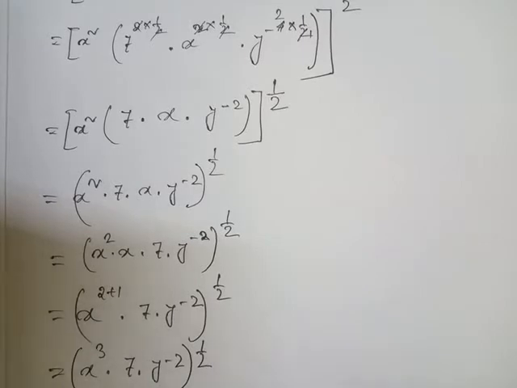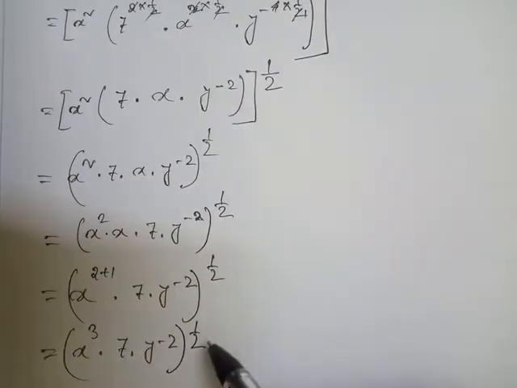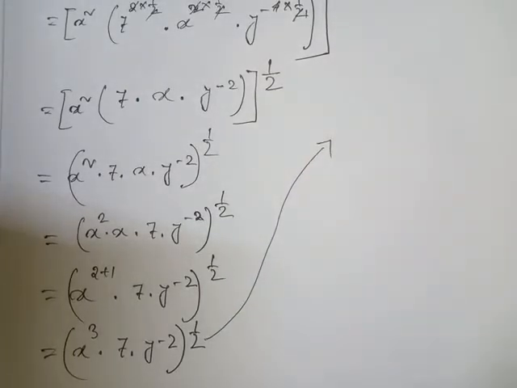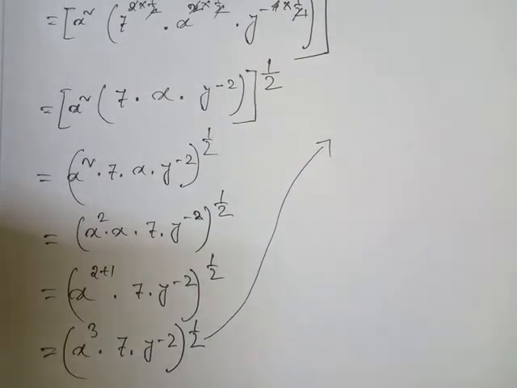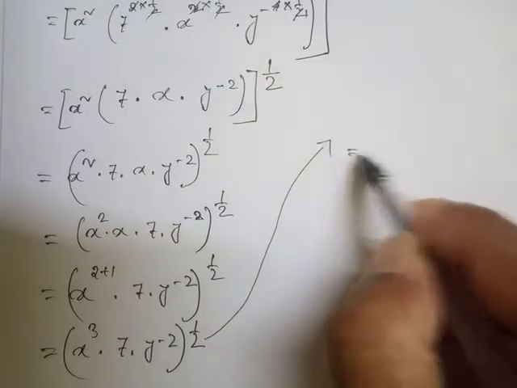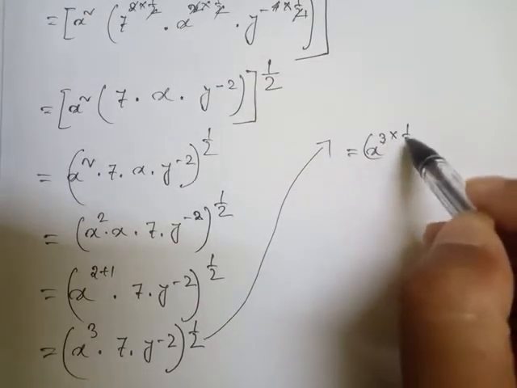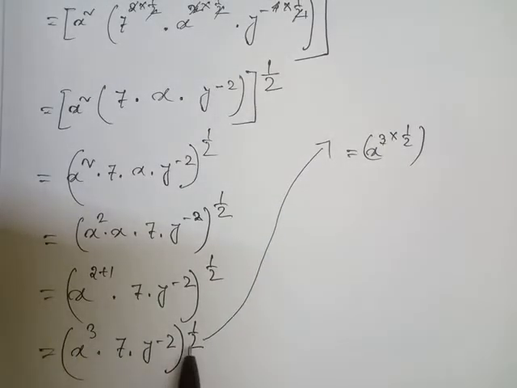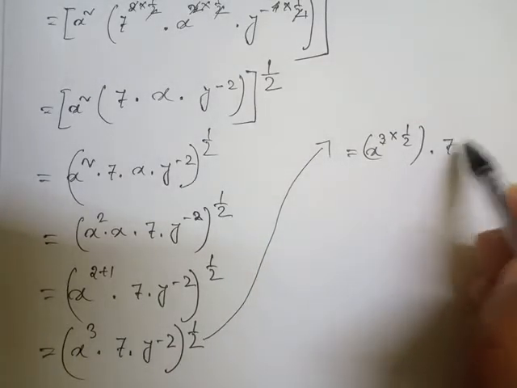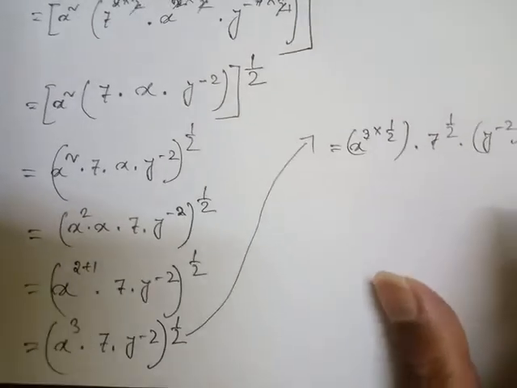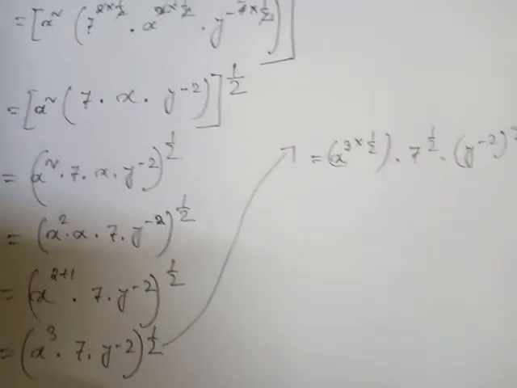Now look here, student, I am going to change the step here. So in the next step, going to split up. Now x to the power 3 into half, which means these 3 multiply with half, into 7 to the power half into y to the power minus 2 to the power half. Now look, after that what will happen?